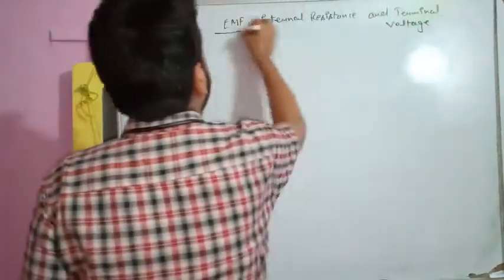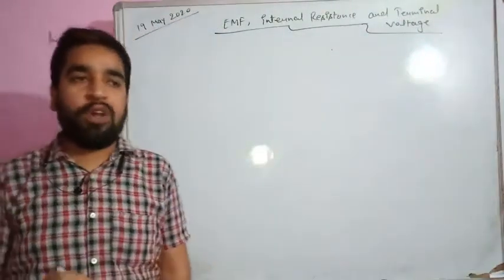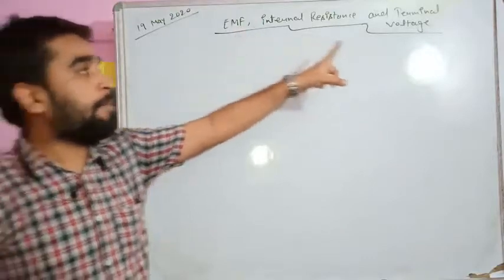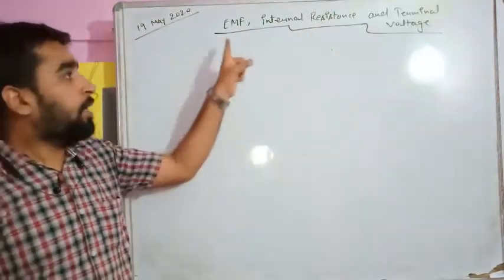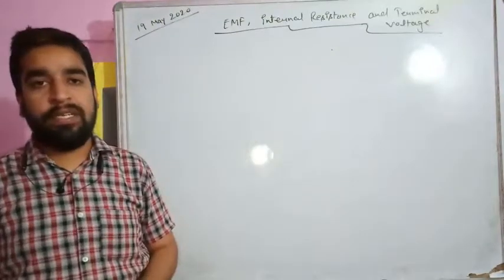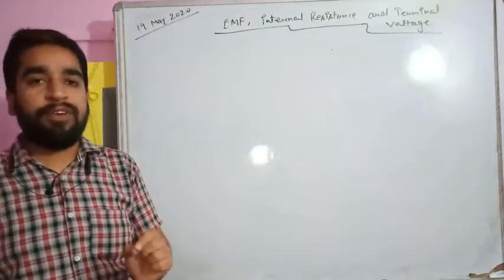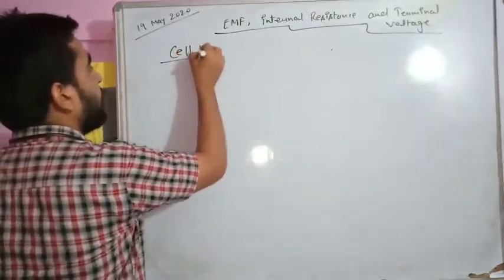for the current electricity chapter, and most of the students, I will not say all of the students, but most of the students are very confused with EMF and terminal voltage. They don't know the difference between EMF and terminal voltage. So for understanding all these terminologies, we should be well aware about the cell. So what is a cell and how do we define a cell?